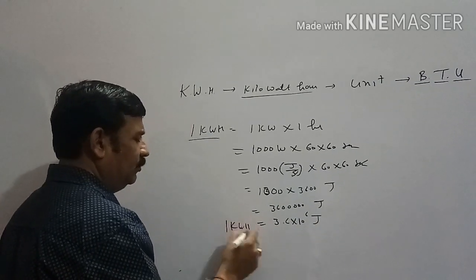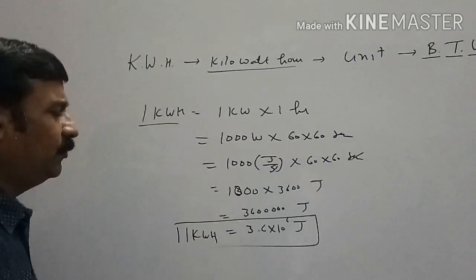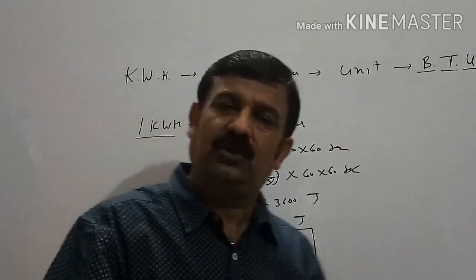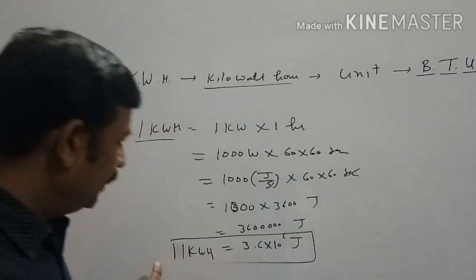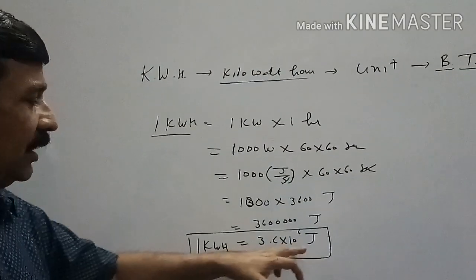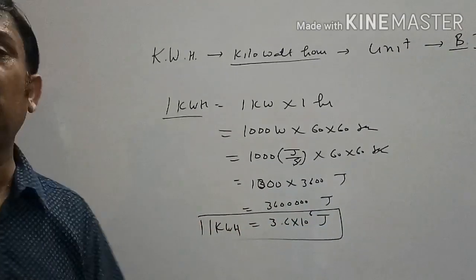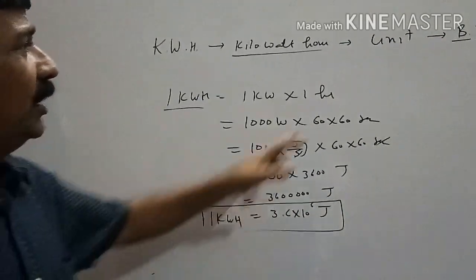This is the relation between kilowatt hour and joule. 1 kilowatt hour is 3.6 into 10 to the power 6 joule. You can say that kilowatt hour is a very large unit of energy, because 3.6 into 10 to the power 6 joule will be equal to 1 kilowatt hour, which is also called 1 unit.